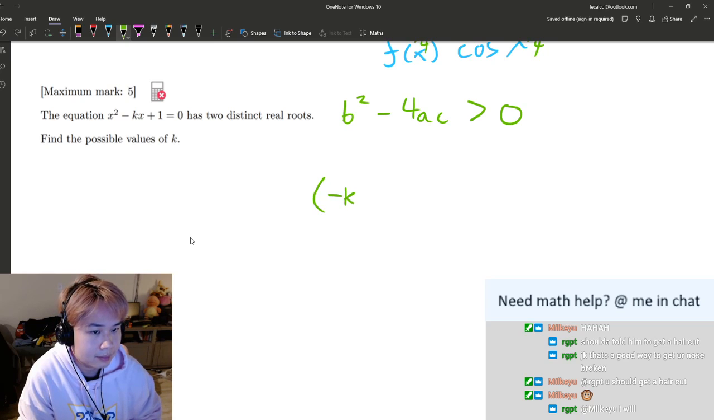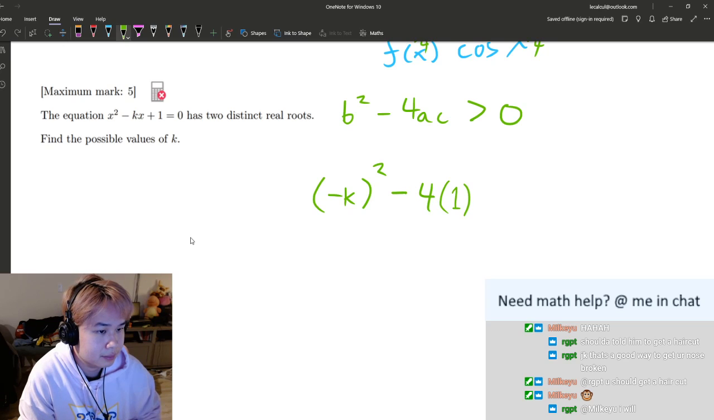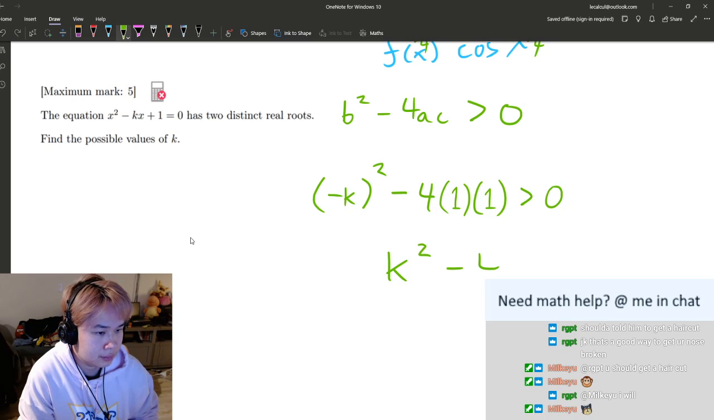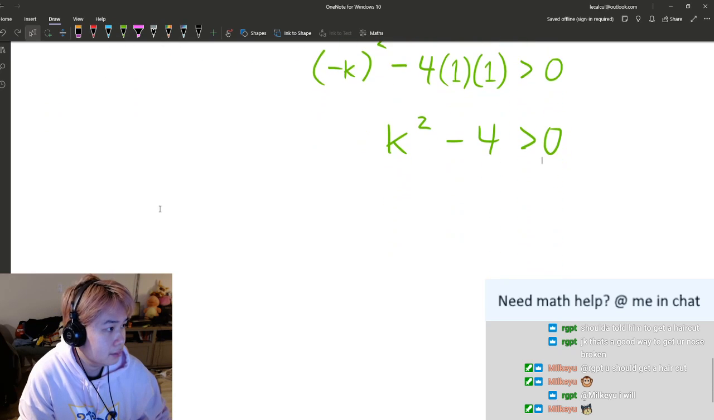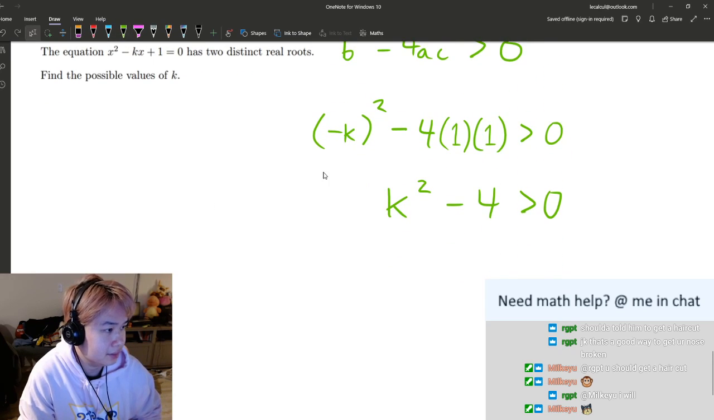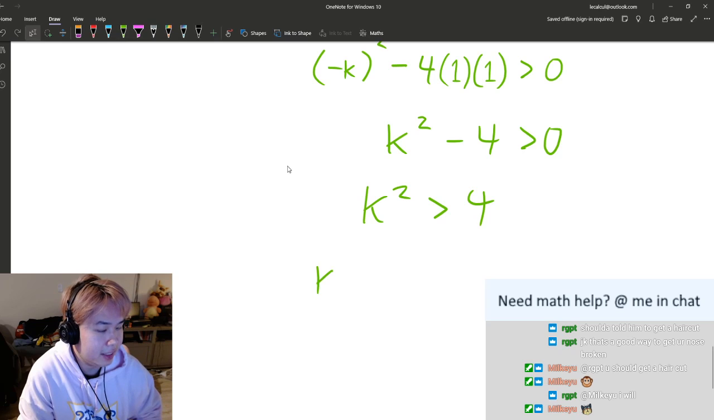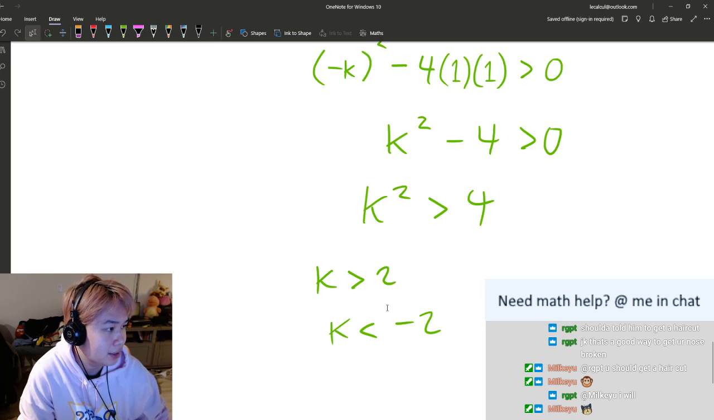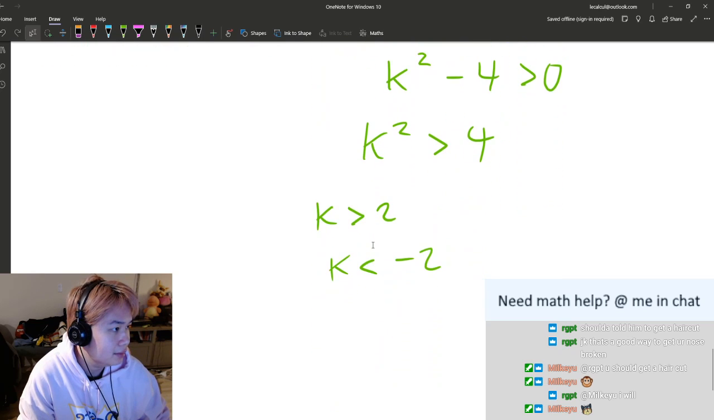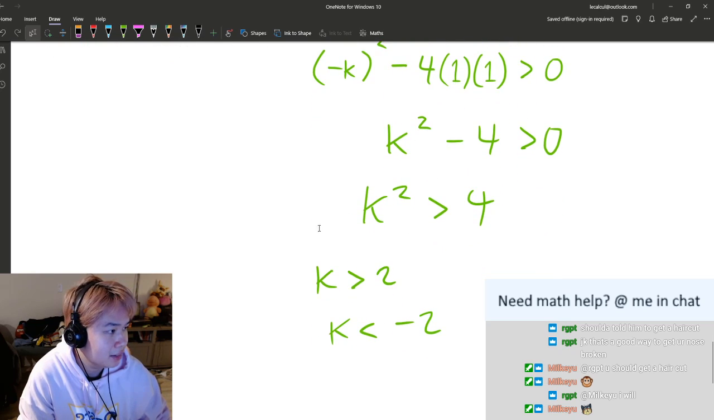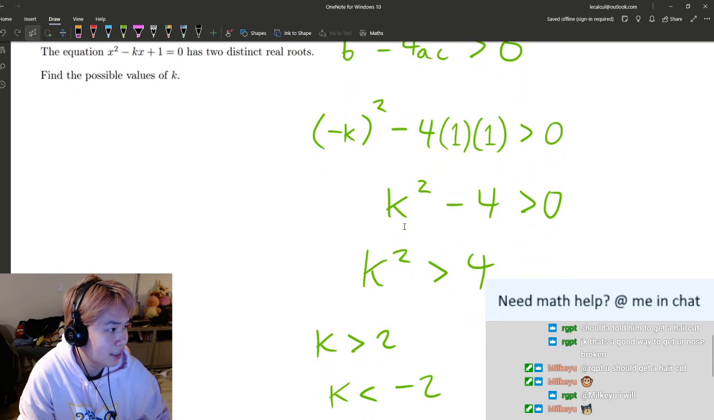So in other words, if we just plug in all of our things, you get this. So basically, k squared needs to be larger than 4, or in other words, k needs to be larger than 2, or k needs to be smaller than -2, because when you square any of those values, you will be larger than 4. So, Emma Vincent, if you're still there, hopefully this makes sense what we did.